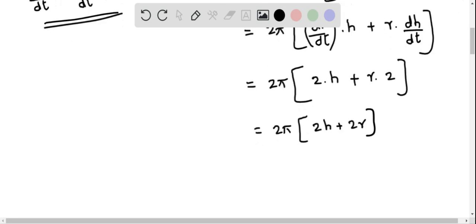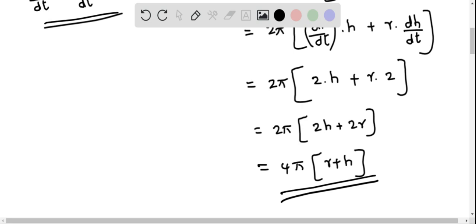So this gets simplified to 2 pi times 2h plus 2r. Now I can factor out the 2. So this becomes 2 pi times 2, which is 4 pi, and then I have this quantity r plus h. So this is basically the rate of change of the lateral surface area.